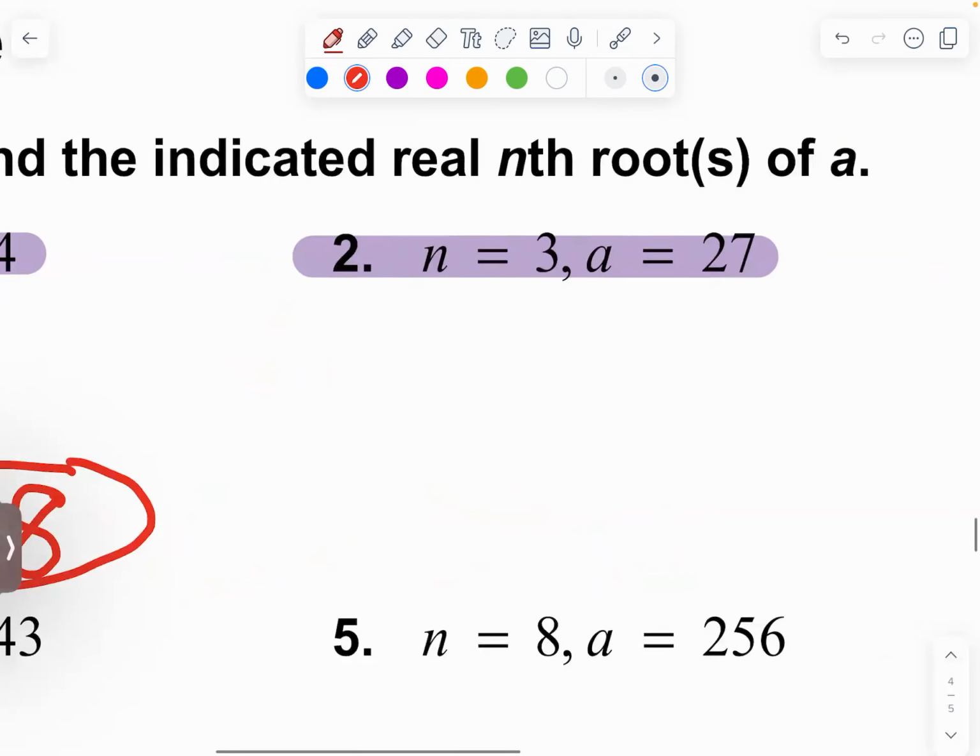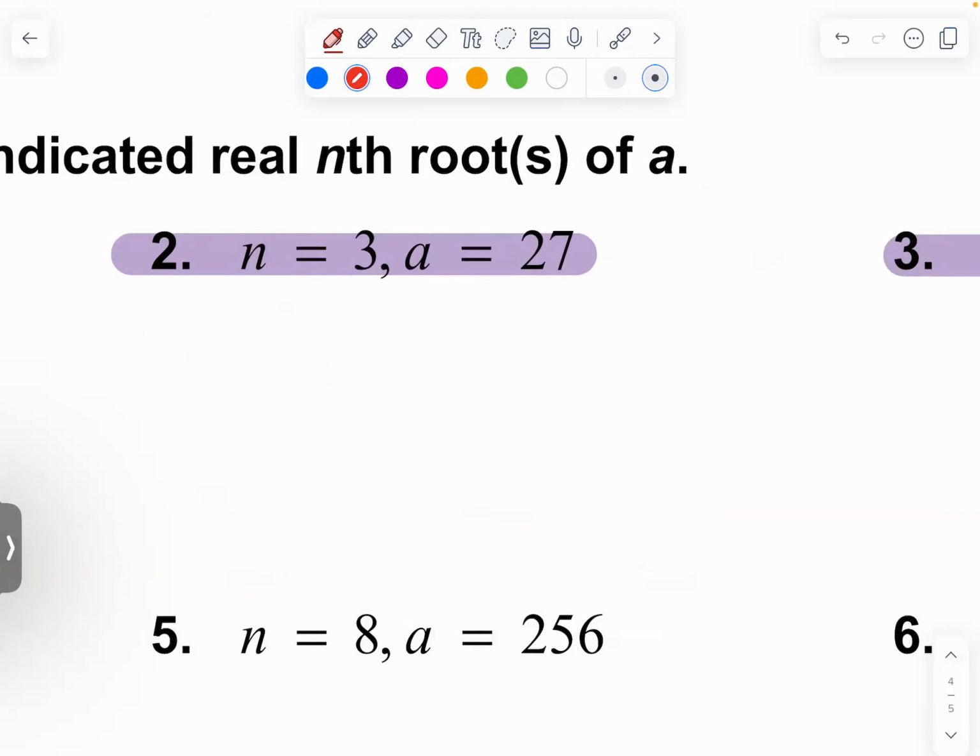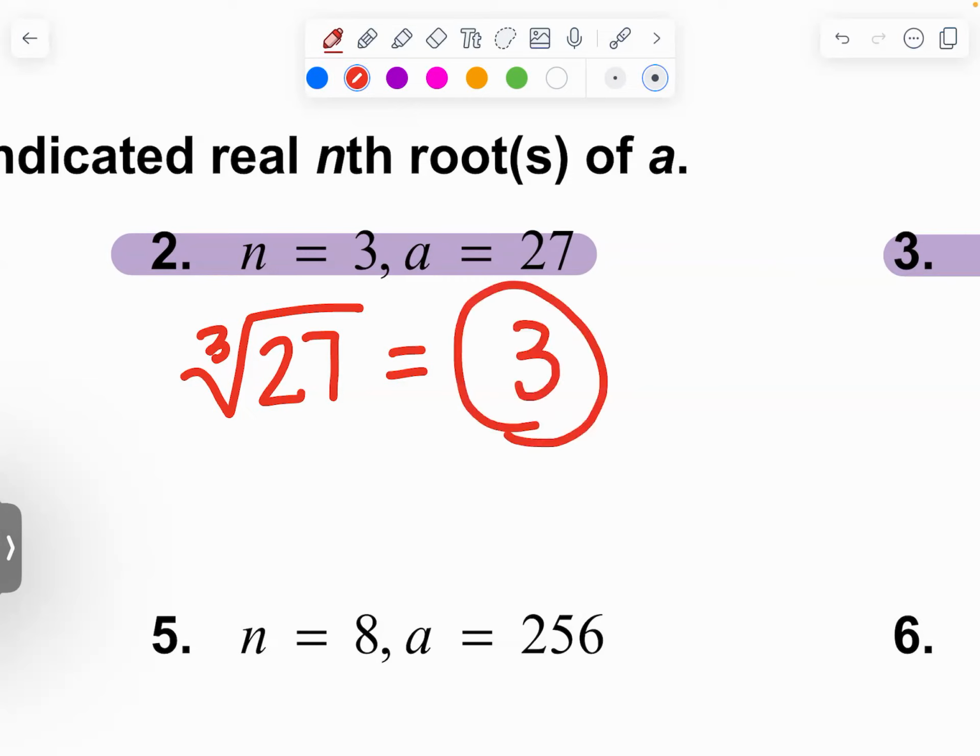Now over here, I'm asking, hey, what number cubed is 27? So that's asking you for the cube root of 27. What is that? Just positive 3. Right, DJ? Positive 3? So 3 is your answer. Normal 3.